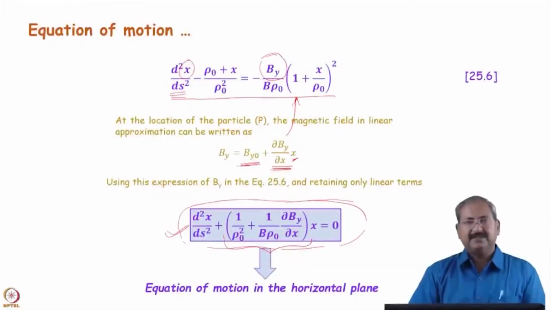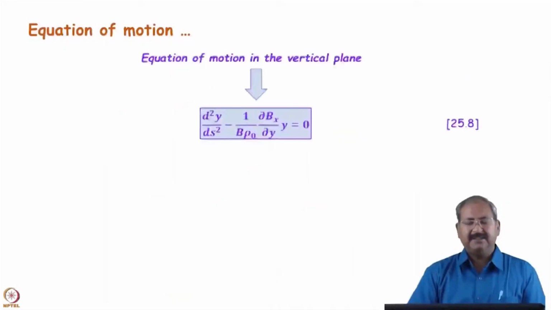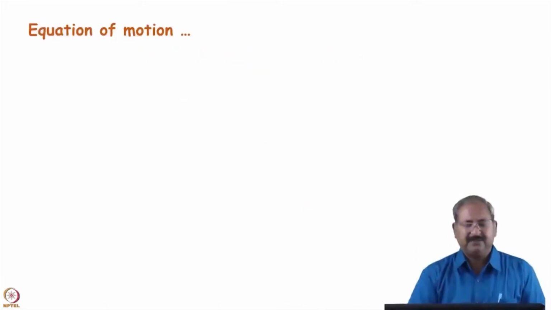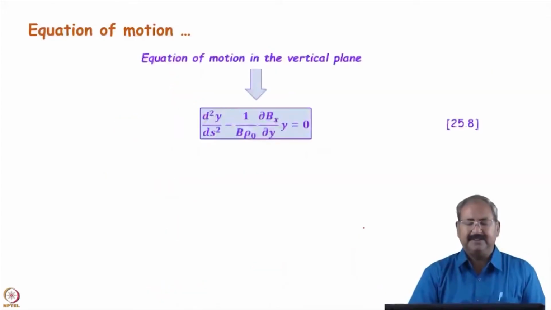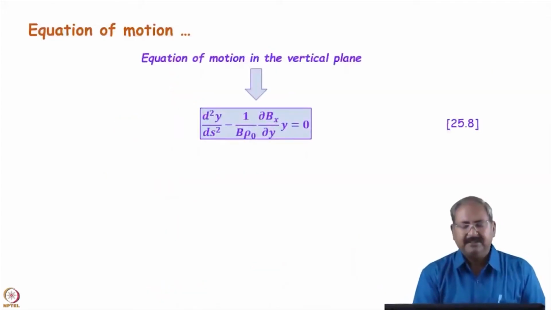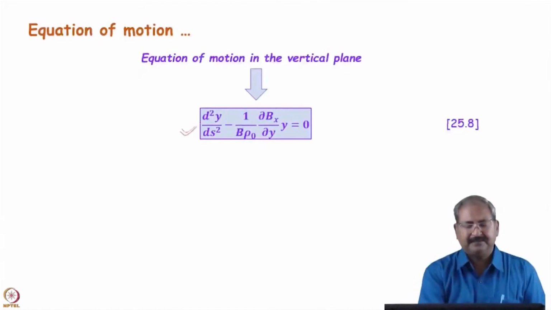This is the equation of motion in the horizontal plane. In the vertical plane, because there is no bending, the 1 by rho 0 square term, which shows the bending of the trajectory, will not be there, and only the gradient related term will be there in the vertical plane. So in the vertical plane we got the equation of motion like this.